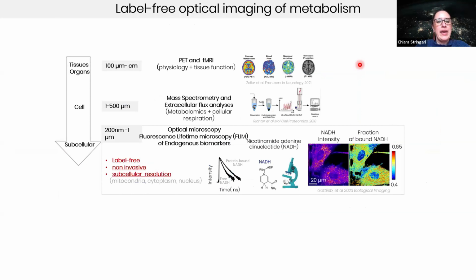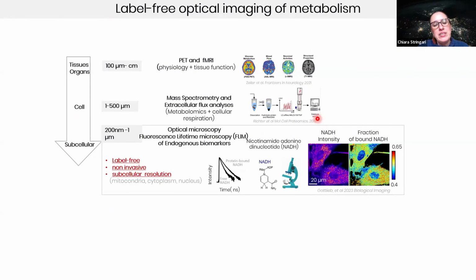So again, what are the advantages of FLIM with endogenous biomarkers? As I said before, we are at a subcellular level, so we can see what is happening inside the cells, the mitochondria, cytoplasm, and nucleus. And this is label-free, so non-invasive. We don't need to add any marker. And of course, this is a big difference with respect to mass spec or, for example, flux analysis, where we have to lyse the cells or we are limited in terms of spatial resolution.